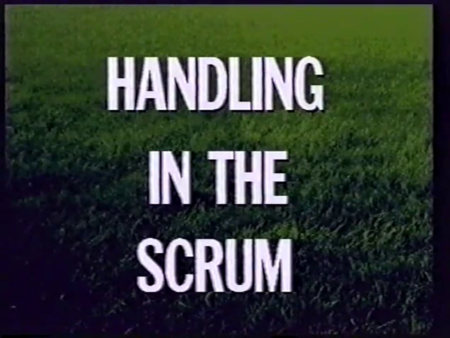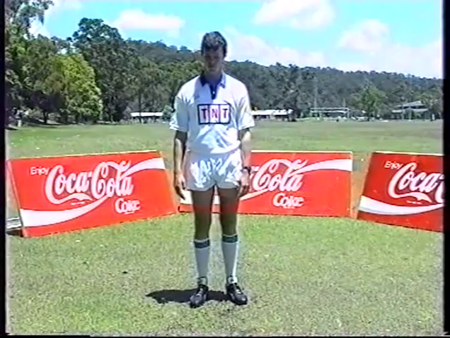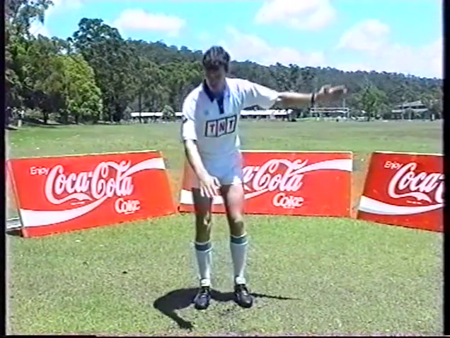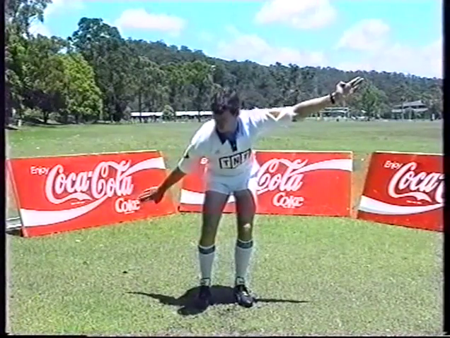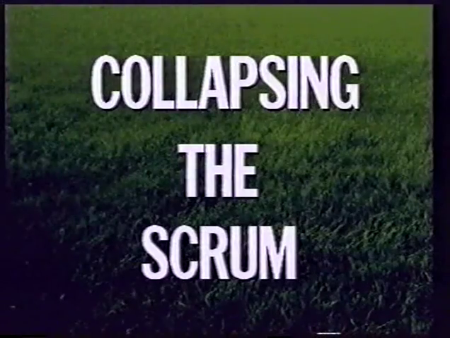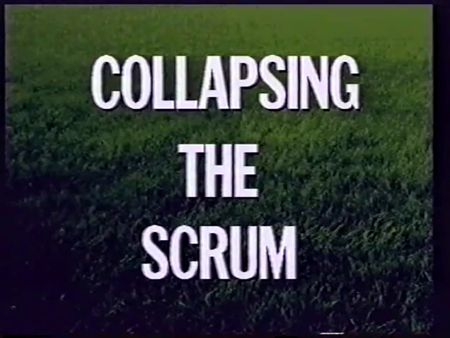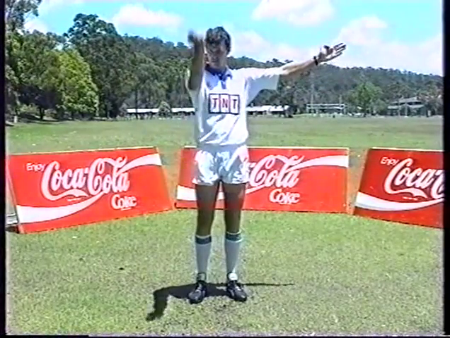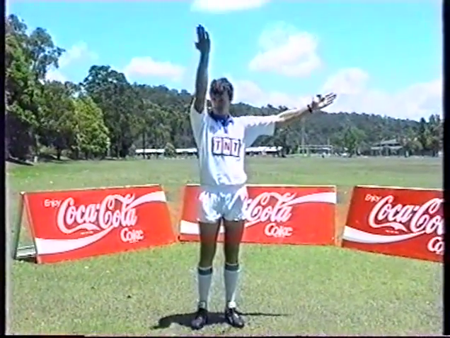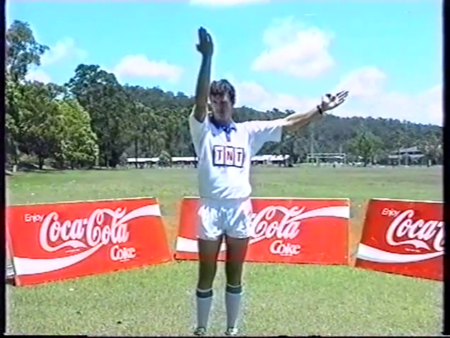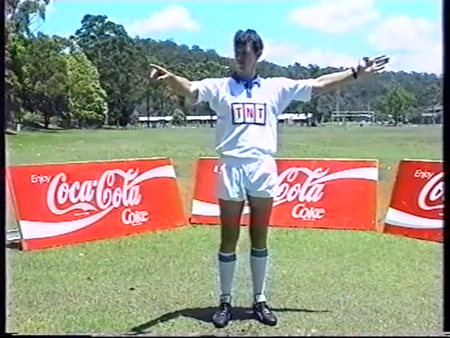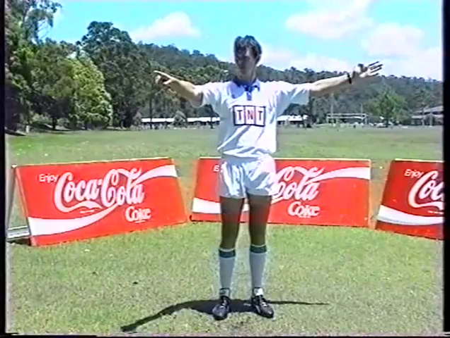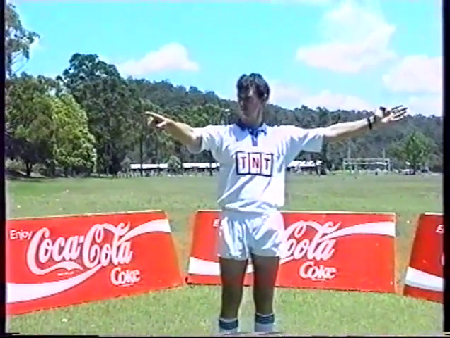Handling in the scrum. Make a backward scooping action with the hand. Collapsing the scrum. Make a lifting motion with the hand. More than 7 backs. Point to one of the players who is detached from the scrum and who normally is in the pack, and then hold up 7 fingers.